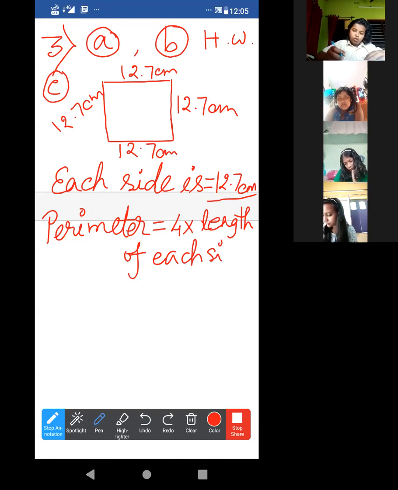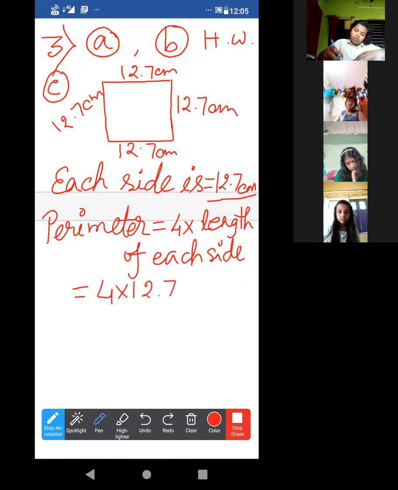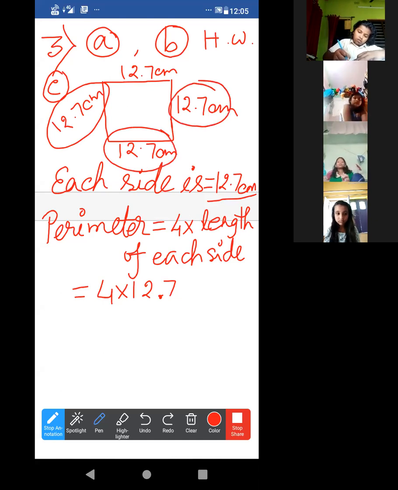Put the unit also. Here you should write the unit. In the next line you will put the unit, that is centimeter. Now write 4 into 12.7. Apart from this process, you can just add this 4 times. That one will also be done. Got it?